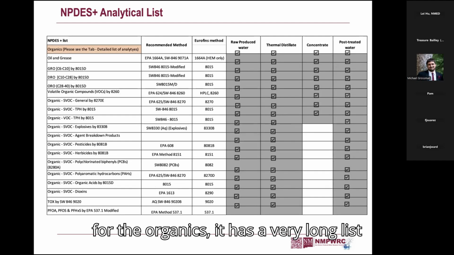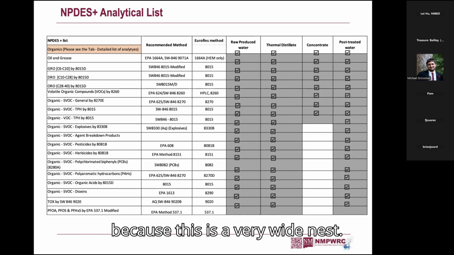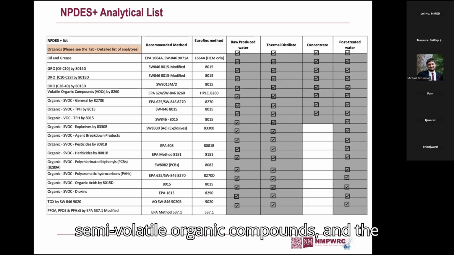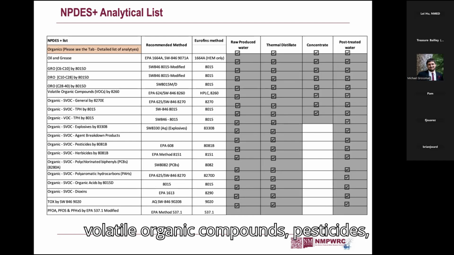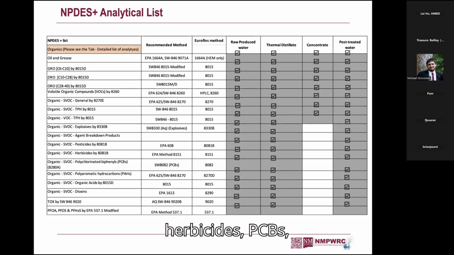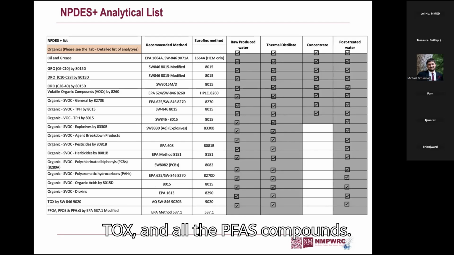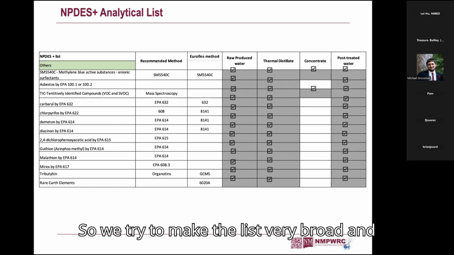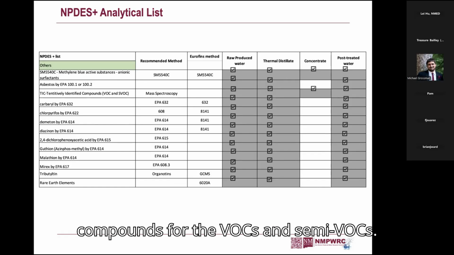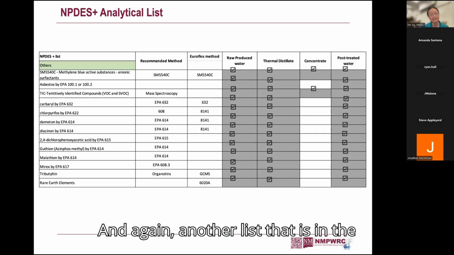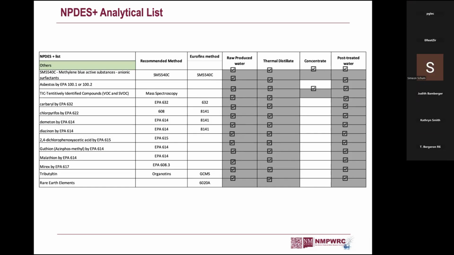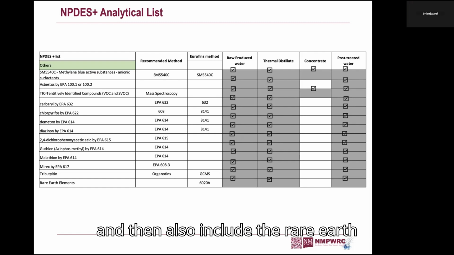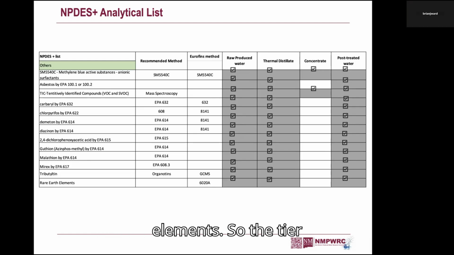Then for the organics, it has a very long list because this is a very wide net. We try to capture all the oil and grease, semi-volatile organic compounds and volatile organic compounds, pesticides, herbicides, PCBs, PAHs, and TOX, and all the PFAS compounds. So we try to make the list very broad, and also the tentatively identified compounds for the VOCs and semi-VOCs. And again, another list that is in the New Mexico Administrative Code for the surface water and groundwater regulated, and then also including the rare earth elements.